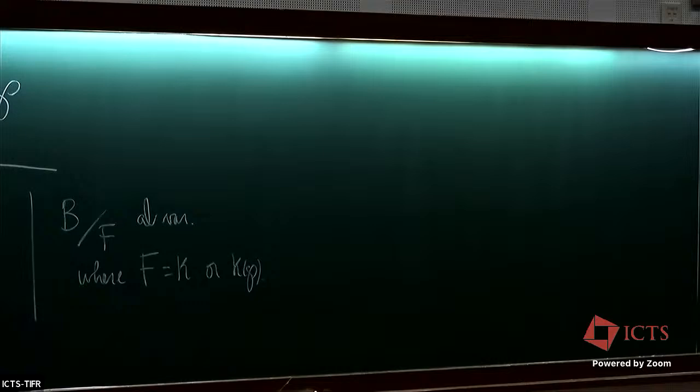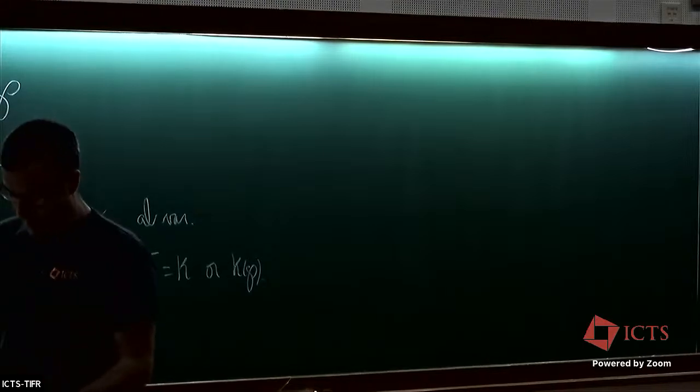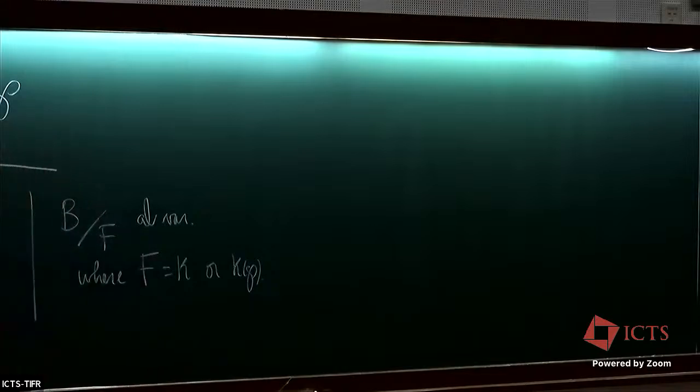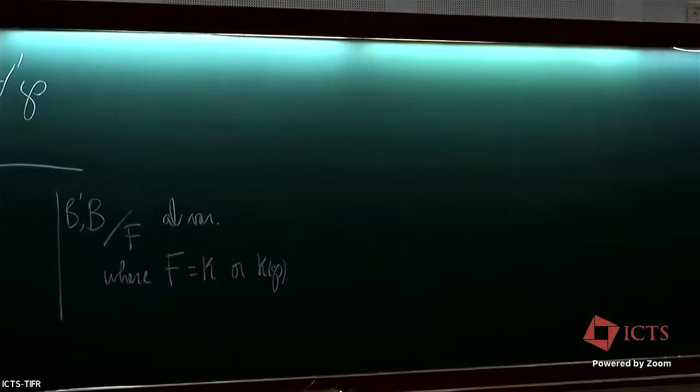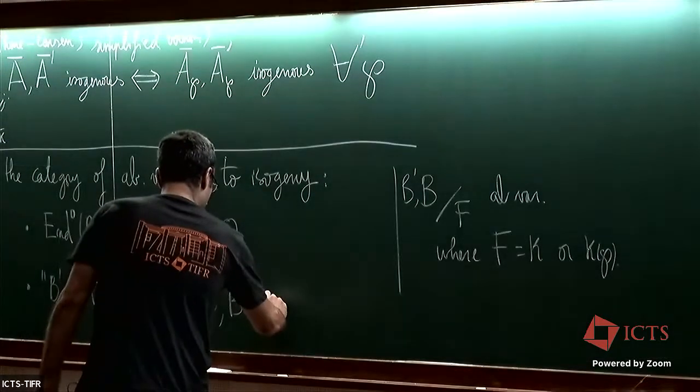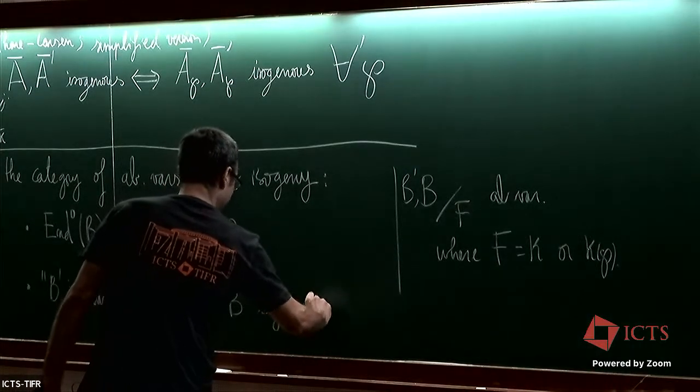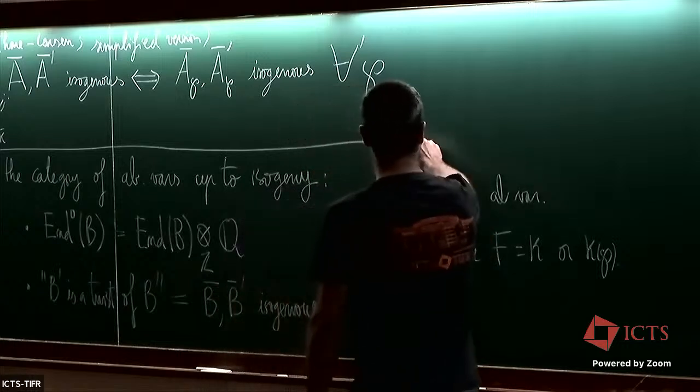And thanks to this consideration, I can make use of the following terminology. I will say that another abelian variety, B prime over F, is a twist of B. Whenever I say this, what I really mean is that B and B prime are geometrically isogenous. In other words, their base changes to an algebraic closure of F are isogenous. So that's what I will mean by twist in this talk.